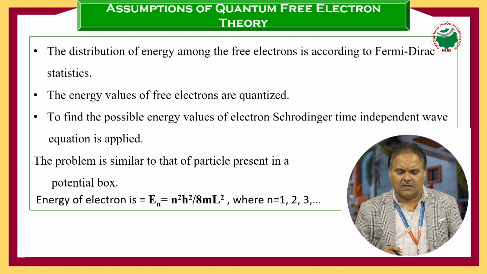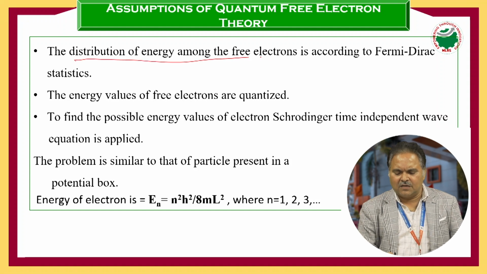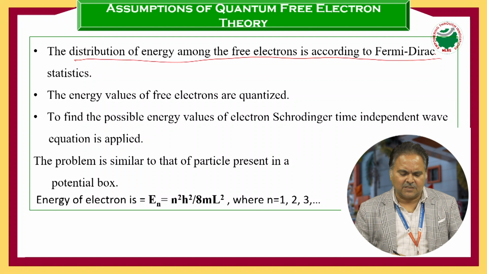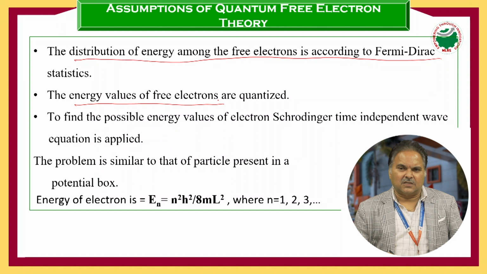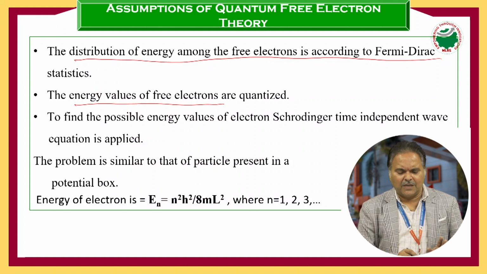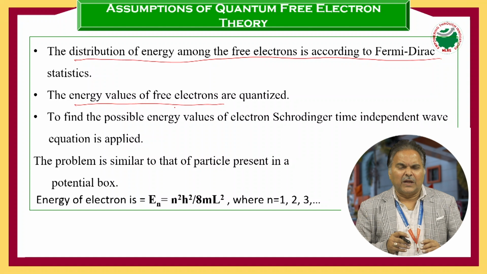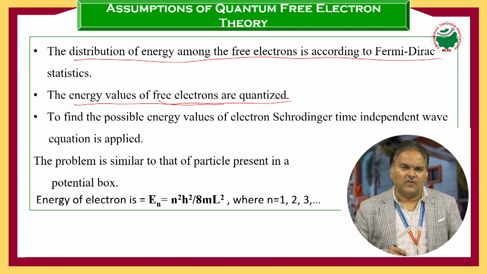With these assumptions and a few more, the distribution of energy is according to Fermi-Dirac statistics, and the energy values of free electrons are quantized. That means if the particle is inside one well or inside the lattice, the potential energy will be constant. So the energy values may not continuously increase or decrease. Constant potential energy will be there for each electron. So they call it the quantized free electron theory.